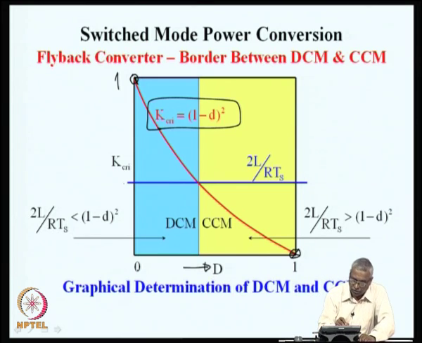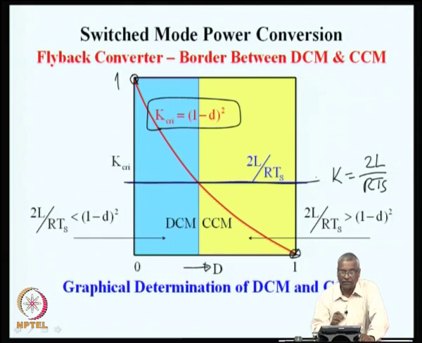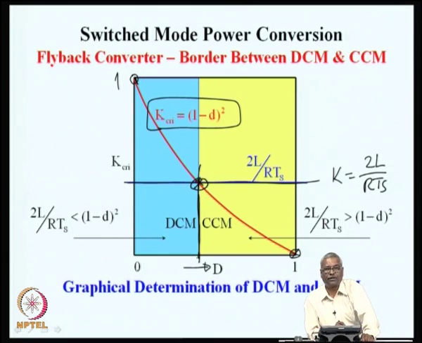And then, on the same graph, you can also put the conduction parameter k equal to 2L by RTs. So, if this line is drawn on the same picture, then you can see where this meets the critical value of k, that is the point of duty ratio where the conduction is on the border between discontinuous and continuous mode of conduction.